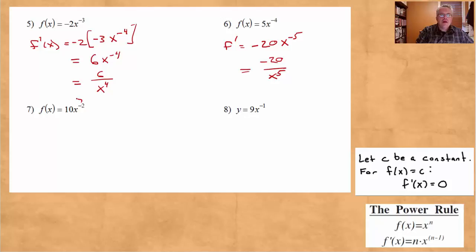Same thing here. Multiply the exponent times the coefficient. So instead of writing that out all the time, let's just do that step first. Negative 2 times 10 is negative 20. Then we subtract 1 from the exponent, we get negative 3. So it'd be negative 20 over x to the positive 3. Okay. Same thing here. Negative 1 times 9 is negative 9. We're going to subtract 1 from the exponent, so that'd be negative 2. So this is y prime we're finding. And that would be, let me see, negative 9 over x to the positive 2 if we rewrote it.